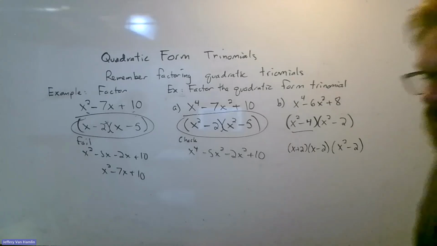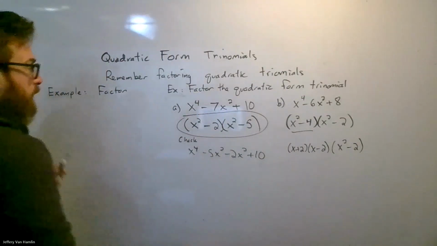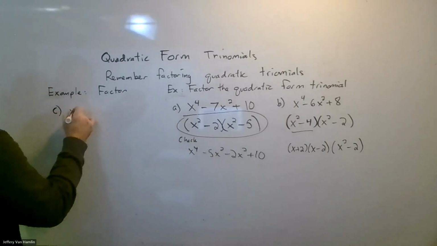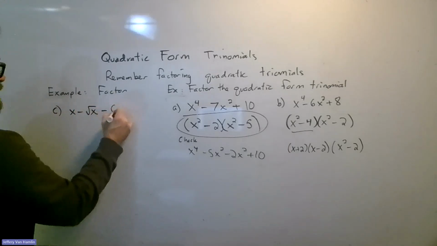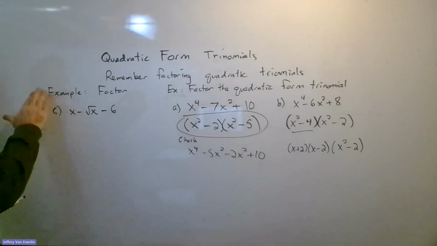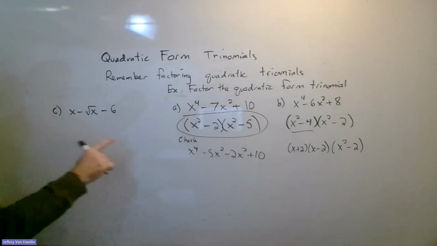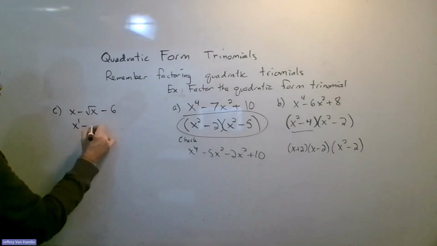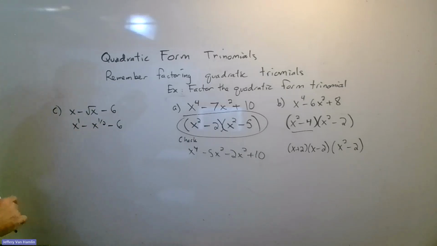All right, now we can go further and further with this. So what if I want to factor something like C? What if I have x minus root x minus 6? Say I want to factor something of this form. So this is still a quadratic form trinomial. And again, notice that these powers still follow this rule: this power is twice this power. If I write them in just their exponent form, we can see that this power is twice this power.